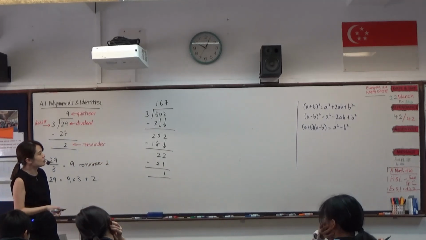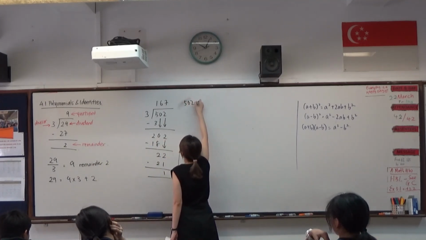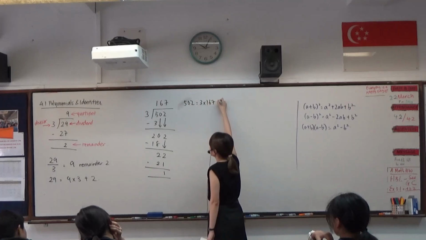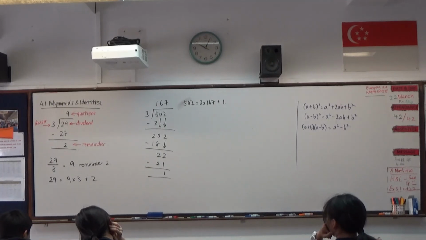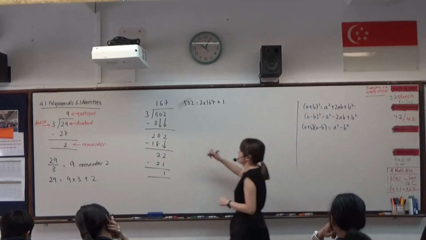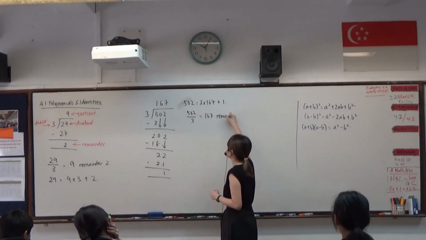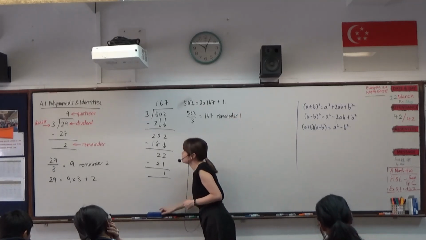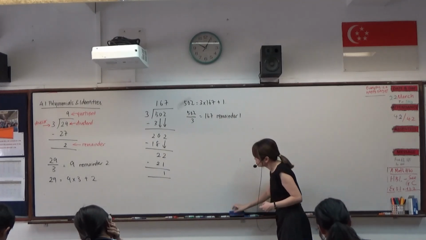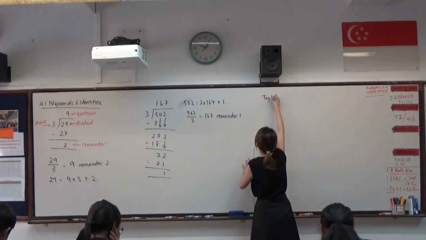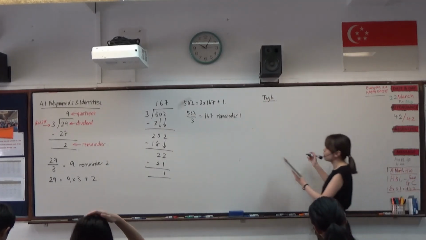So in other words, with this long division, we see that 502 is equal to 3 times 167 plus 1. That is what we understand from this long division, other than knowing it as 502 divided by 3 equals 167, remainder 1. So using this idea, let's look at Try 6 again. We want to find the remainder and the quotient.